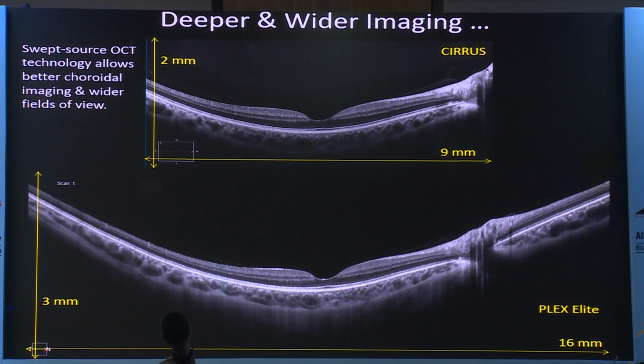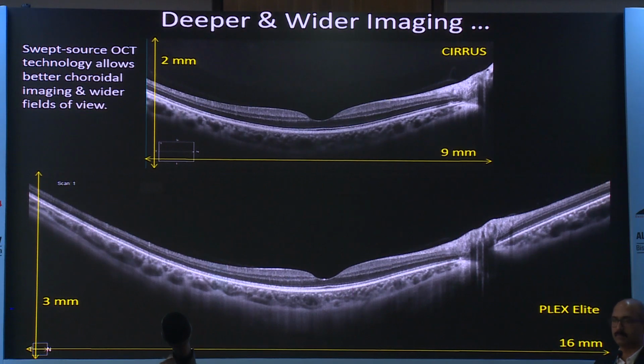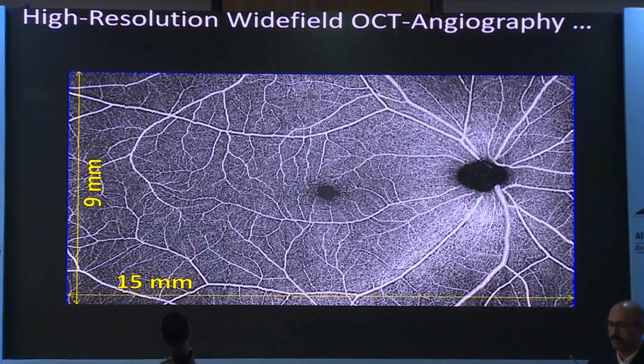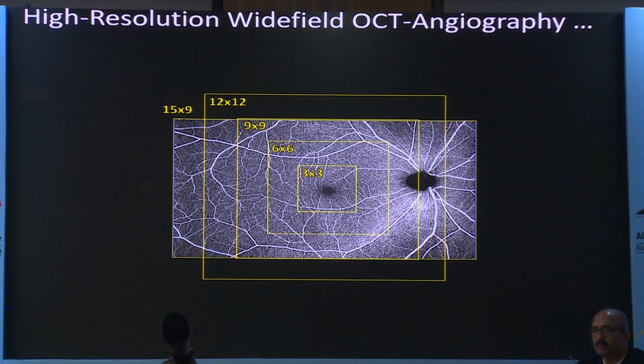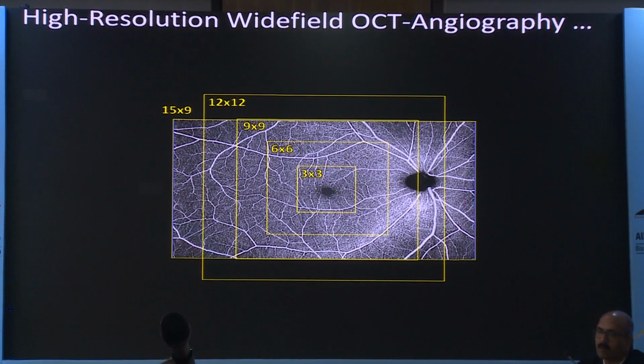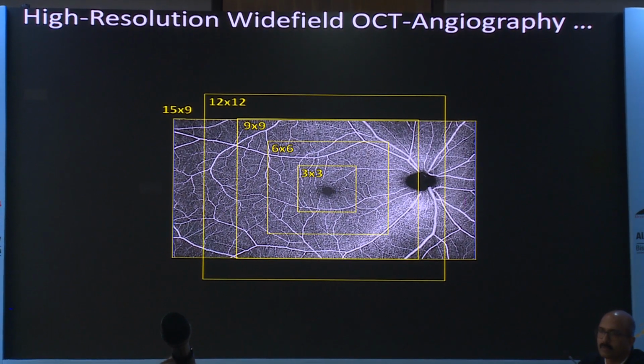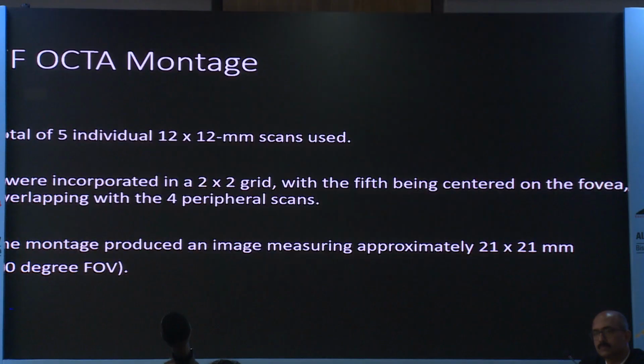So how are we going deeper and wider? Now with the widefield OCT, we are doing 16 mm scans, which are up to 3 millimeters deep. This is the advantage which we are reaping the benefit of. And this slide shows the different scans over time. We always started OCTA with a 3 by 3 millimeter scan. But now we have got wider scans. We're routinely using 12 by 12. And the other scan, which is very useful for diabetic retinopathy, is a 15 by 9. That gives a lot of information in a single scan.